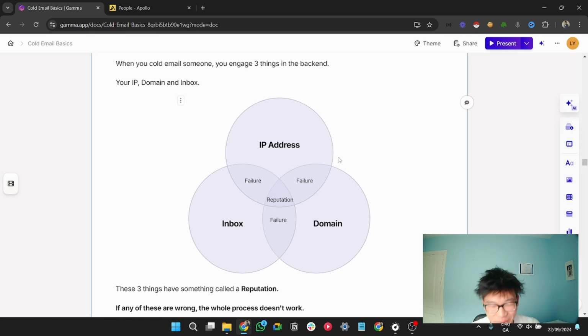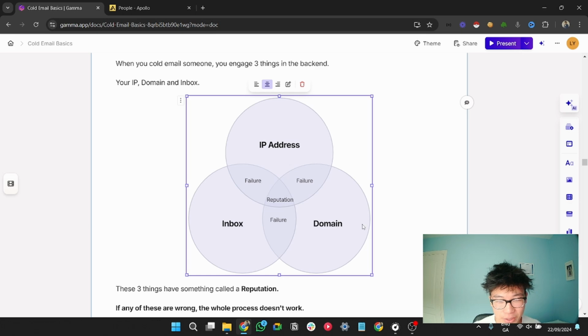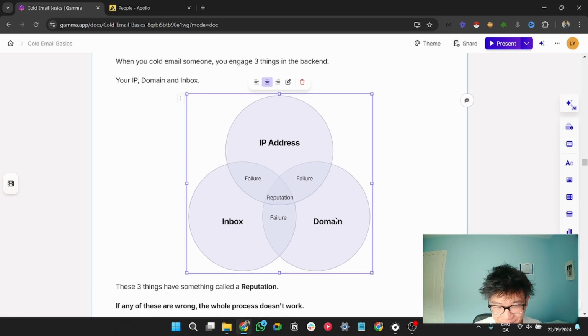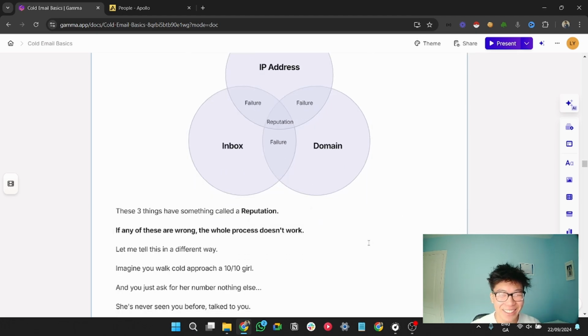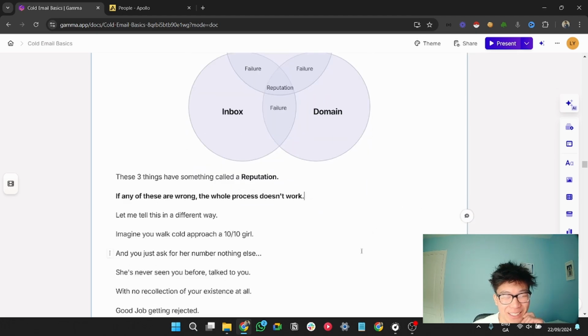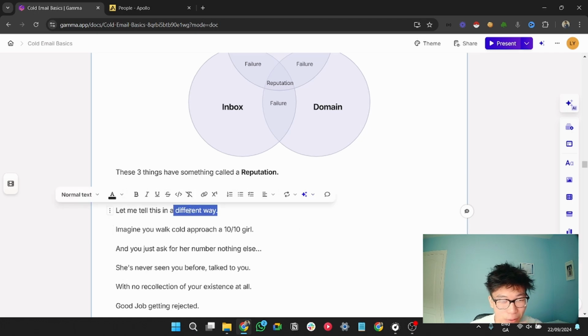So this is kind of like a relationship, guys. Okay, I'm going to get into it now. You're going to really love this example. If you don't understand it, then you're not a person. Right? So IP, inbox, domain. If any one of these is off, and it has to include all 3 of them, it's a failure. So personality, looks, and what's the last one? Money, I don't know. So these things have something called a reputation. If any of these are wrong, the whole process doesn't work.